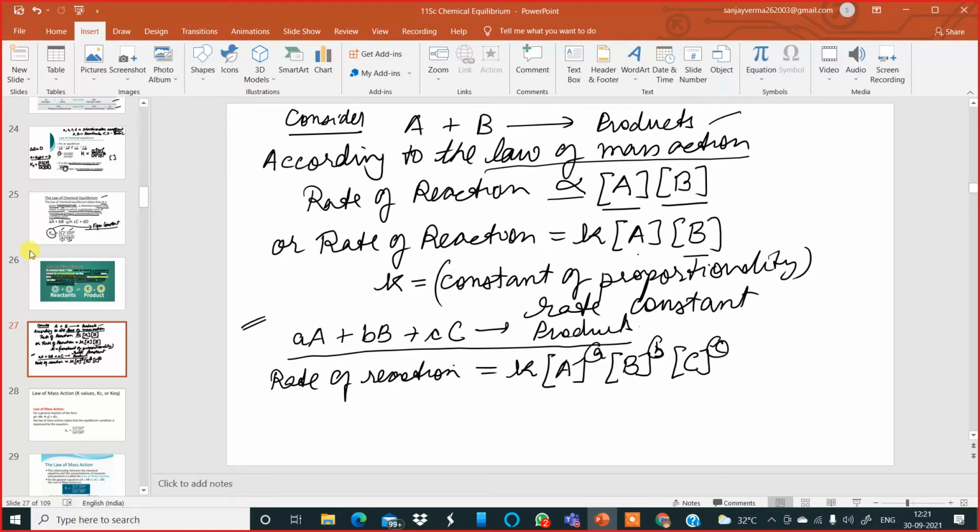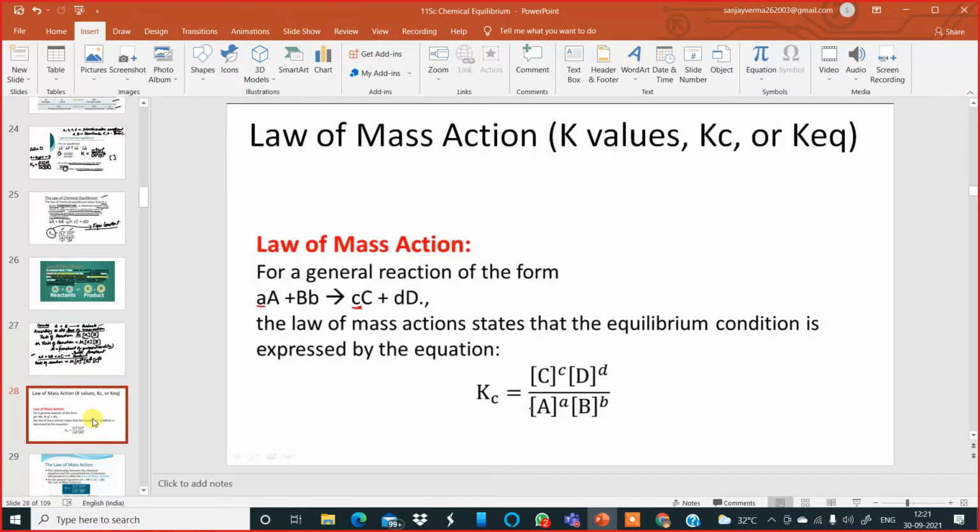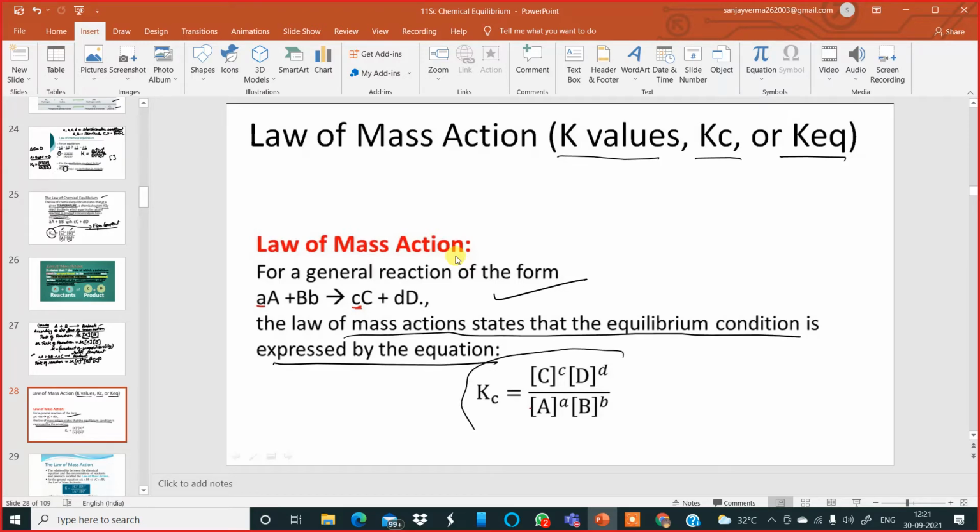After that, we come to the law of chemical equilibrium, which I've already explained to you. I'll explain it once more. But before that, have a look at the slide. According to the law of mass action, the K values, Kc, the equilibrium constant: if there is a general reaction like this, then the law of mass action states that the equilibrium condition is expressed by this equation. So this is already clear to you.